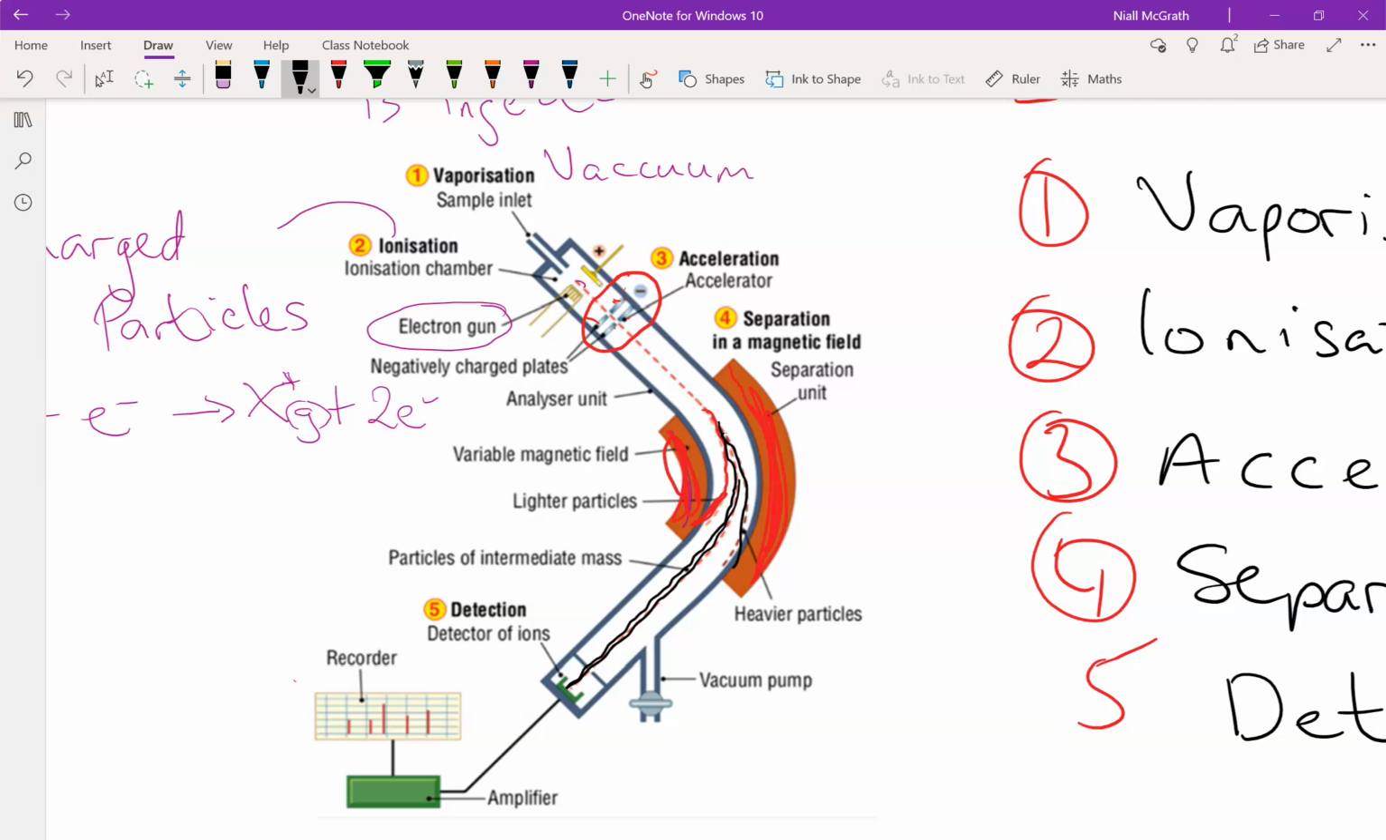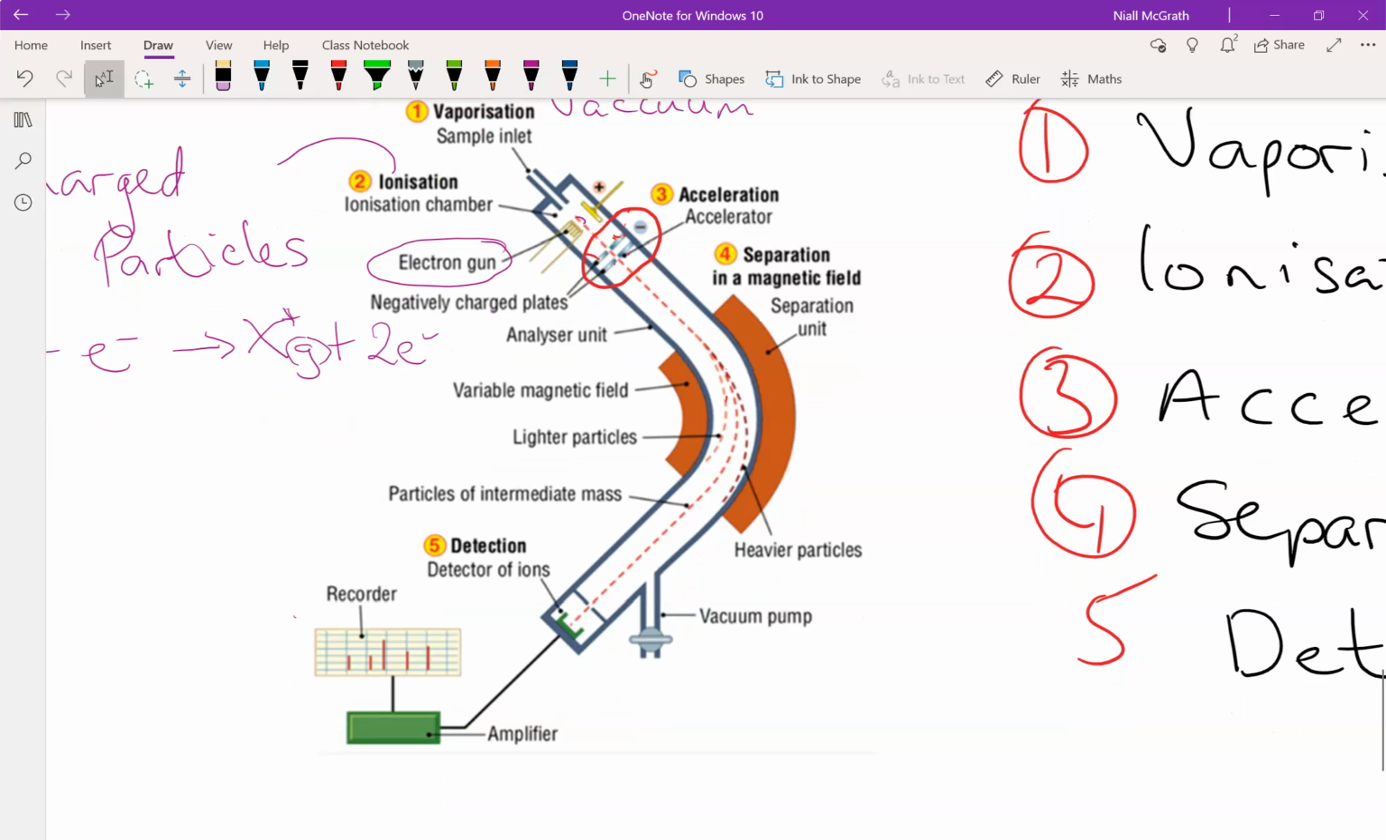At that point you're only detecting one isotope, so we would decrease the strength of the electromagnet, and then the lighter particles would reach the detector. If we increase the strength of the electromagnet, then the heavier particles are deflected, and they will reach the detector. So they're separated based on their masses. I suppose that's the goal of mass spectrometry.